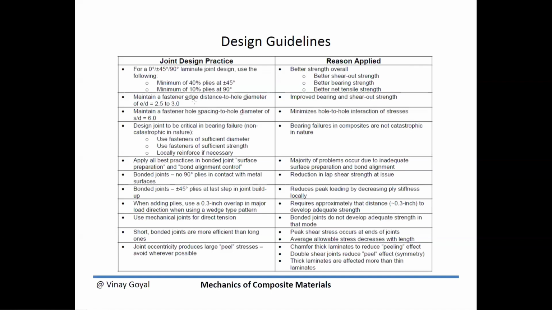Many people think that having a long overlap is going to be helpful, but the bottom line is that peak shear stresses will occur at the end of the joints, and increasing the overlap does not necessarily increase the strength dramatically. So there is a bonded joint YouTube video again that you can check out that goes into this. Joint eccentricity produces large peel stresses, so we should avoid it as much as possible. And there are ways to deal with that.